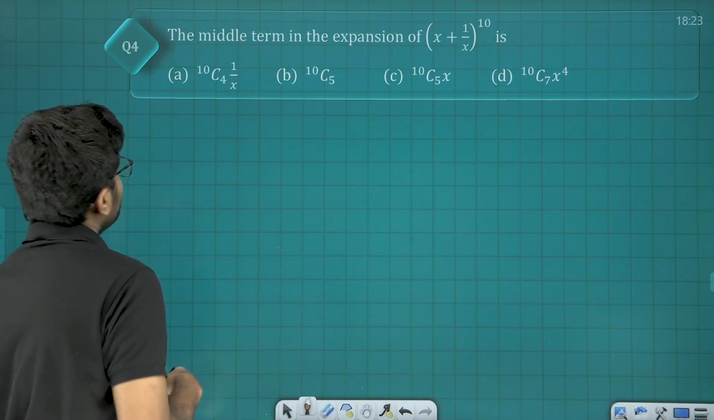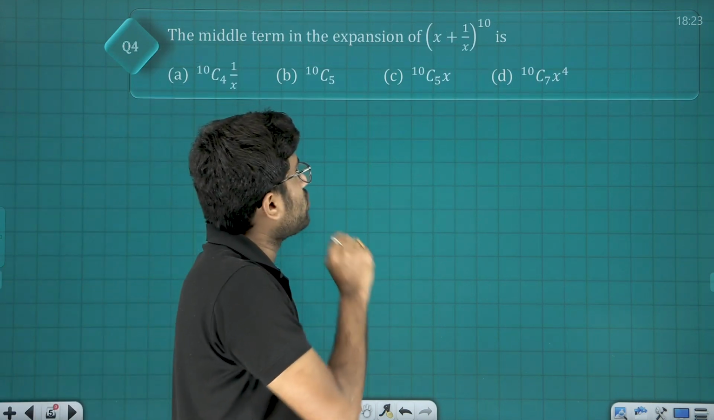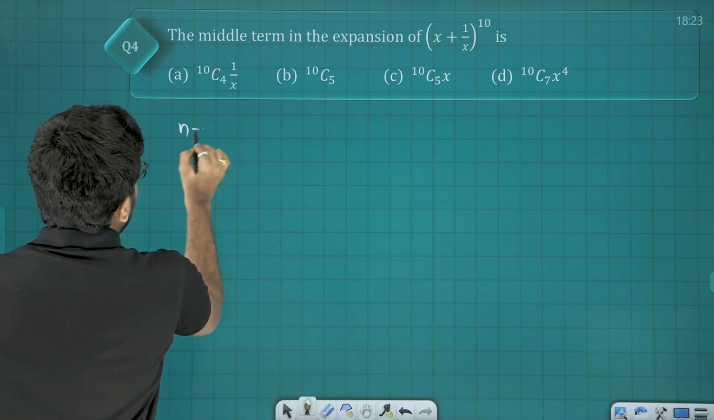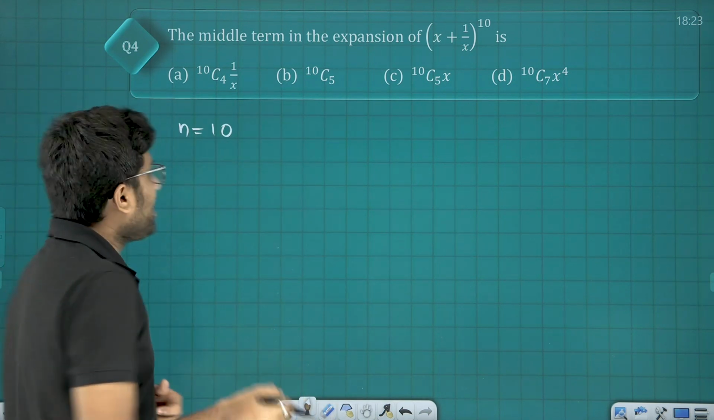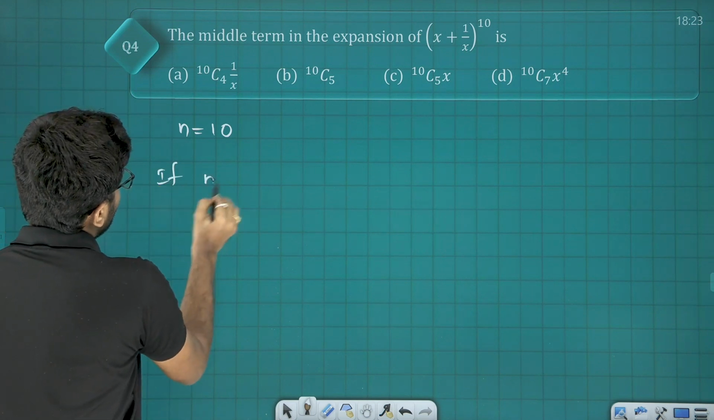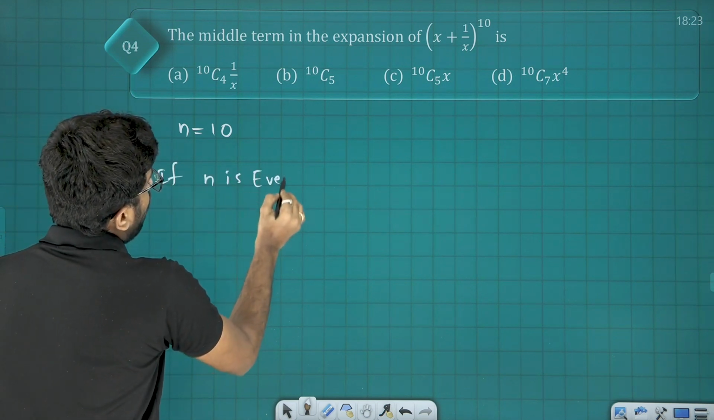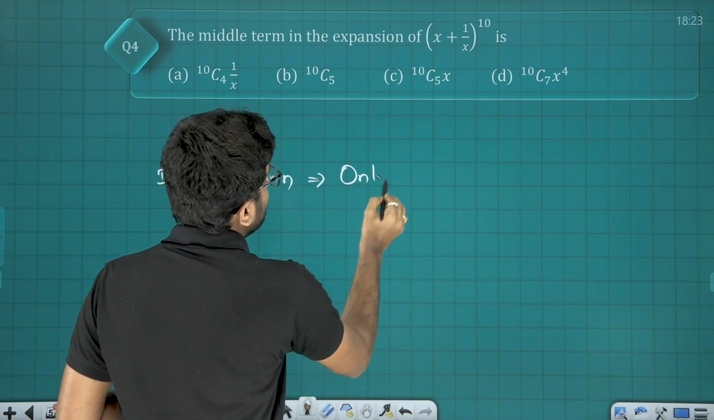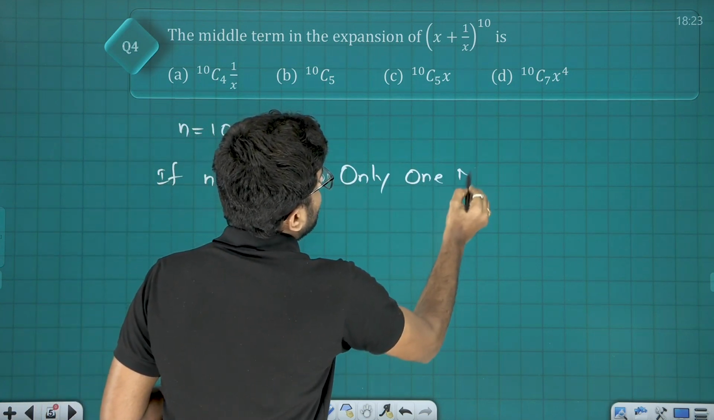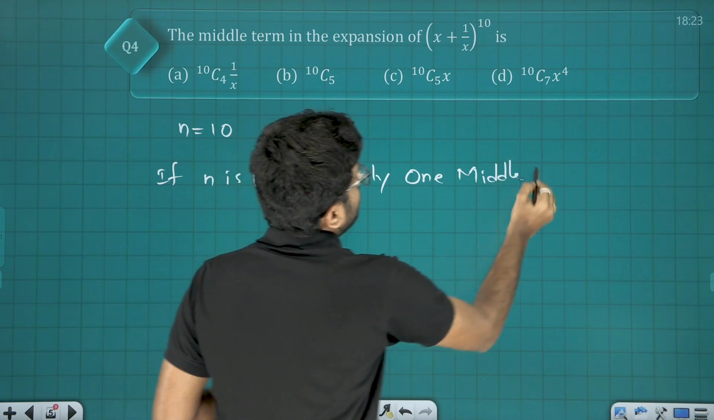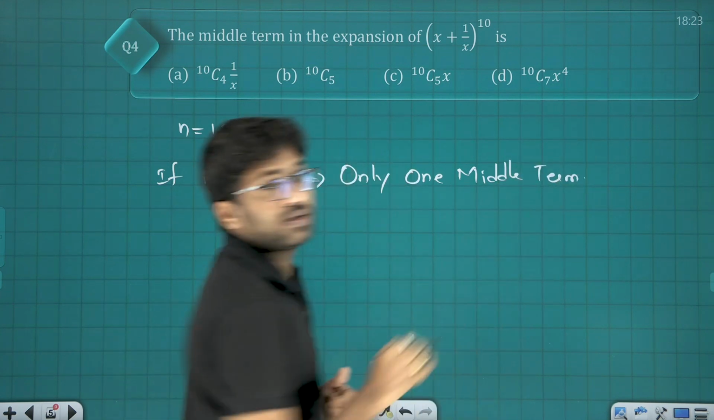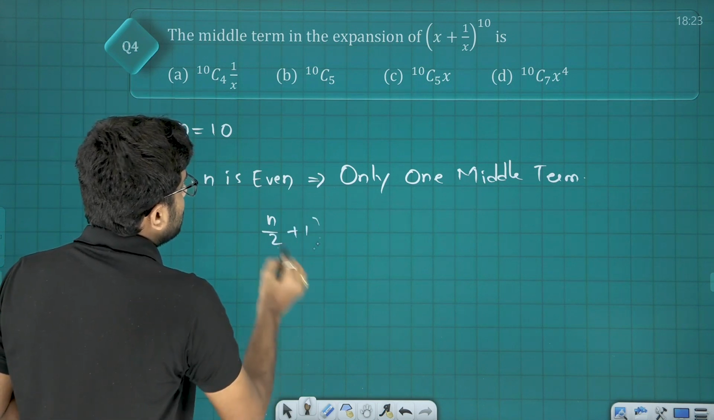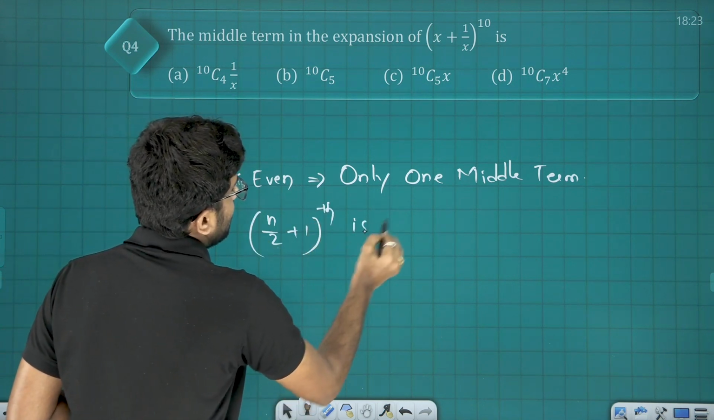Next question. The middle term in the expansion of (x plus 1 by x) whole power 10. Friends, what is the exponent here? The exponent is 10. If n is even, how many middle terms do we get? Only one middle term. And which term is the middle term? The (n by 2 plus 1)th term is the middle term.